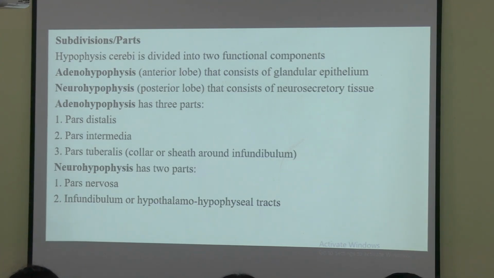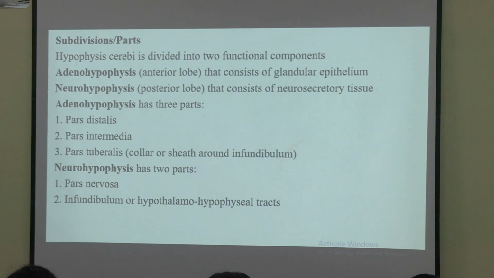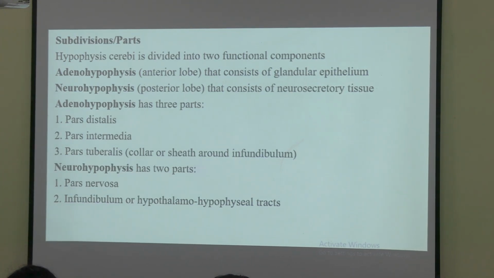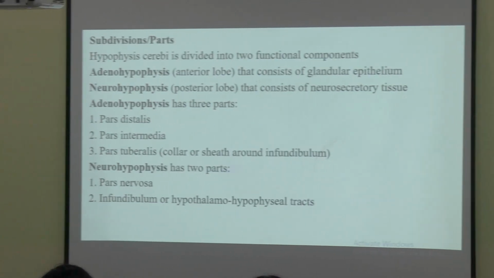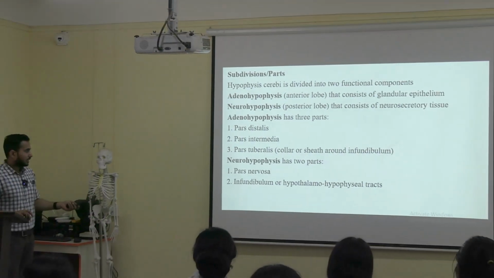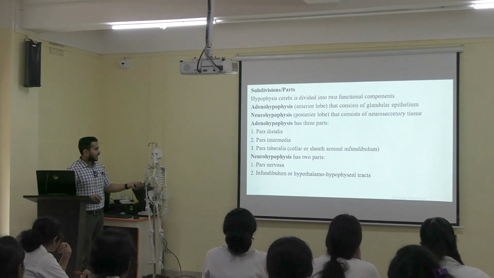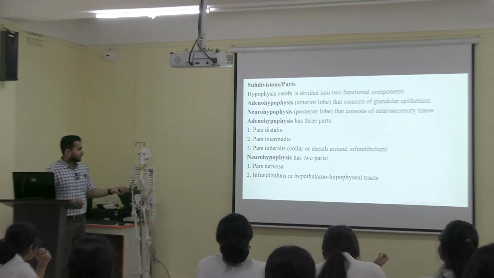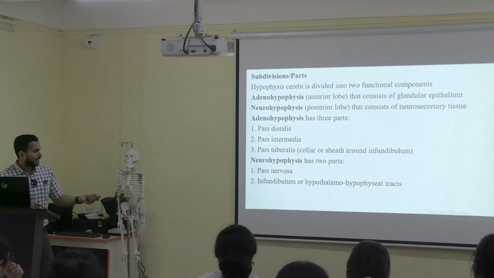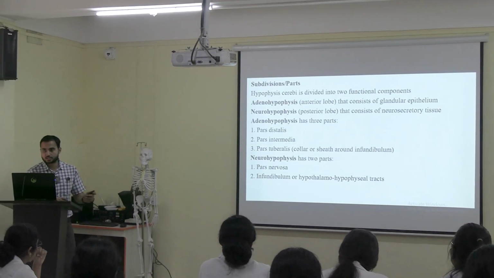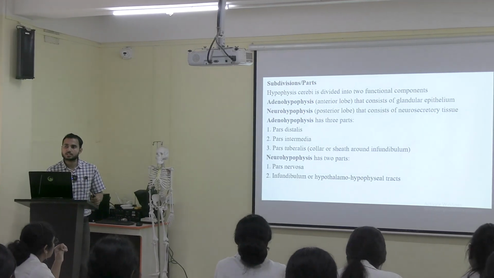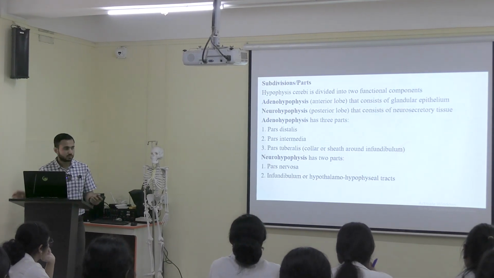Next, neurohypophysis also has two parts: pars nervosa and infundibulum. Infundibulum is the stalk which makes the pituitary gland hang, that is the infundibulum. And pars nervosa: nervosa means where the nerve fibers are present, and those nerve fibers are coming from the hypothalamus. Now this infundibulum, the nerve fibers which are coming from the hypothalamus, they are forming the hypothalamo-hypophyseal tracts. Those nerve fibers are also called hypothalamo-hypophyseal tracts.